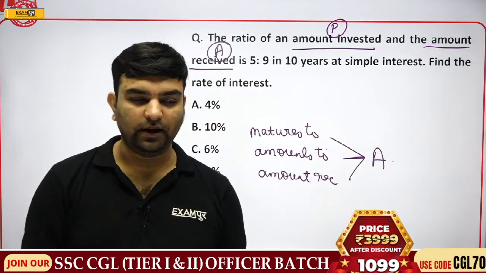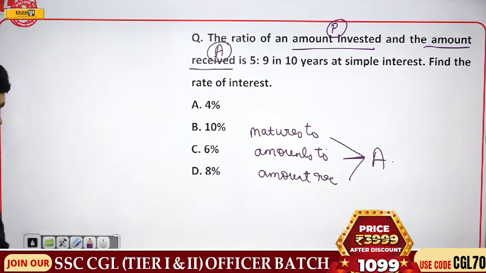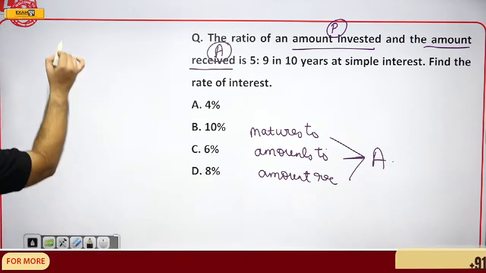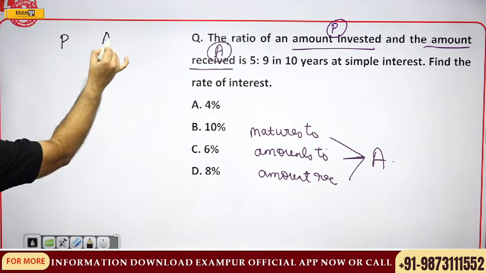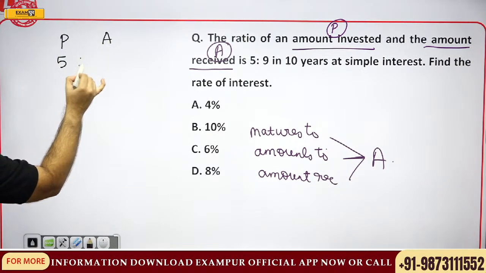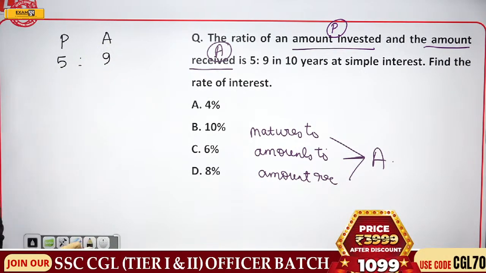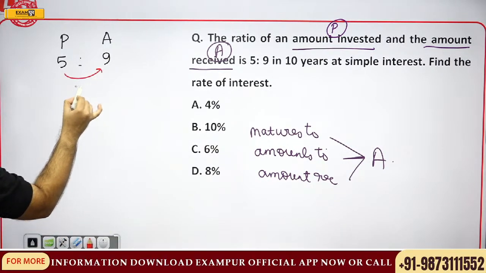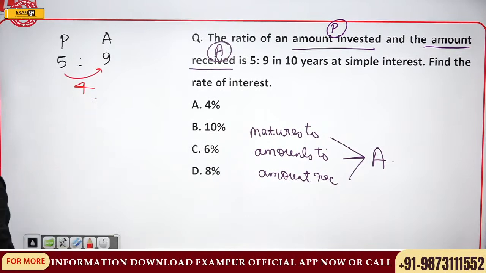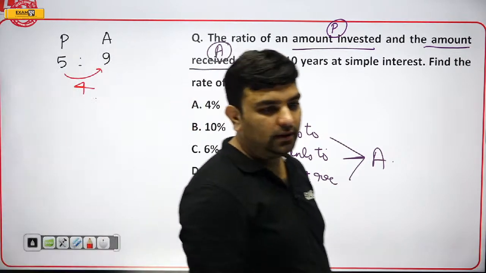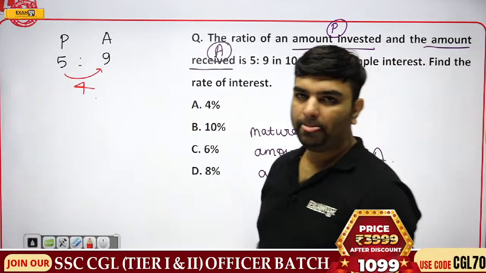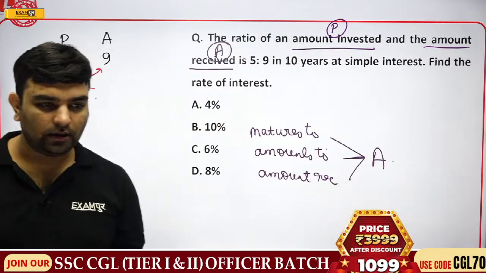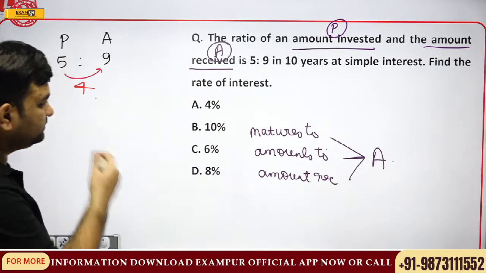Hello Shivam, great. So principal and amount are in the ratio 5:9. So how much interest will you get according to the ratio? 4.